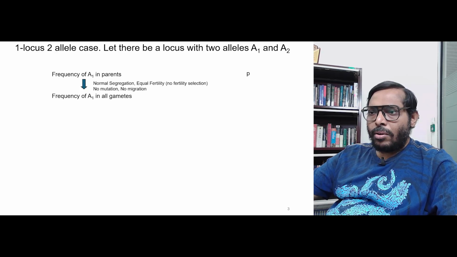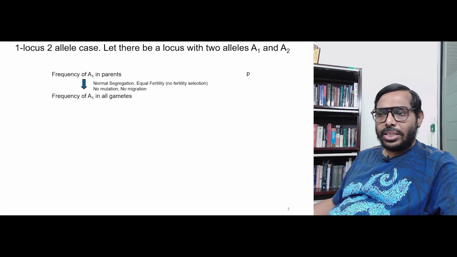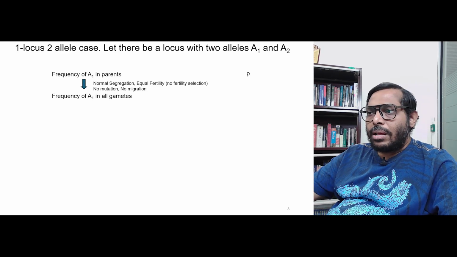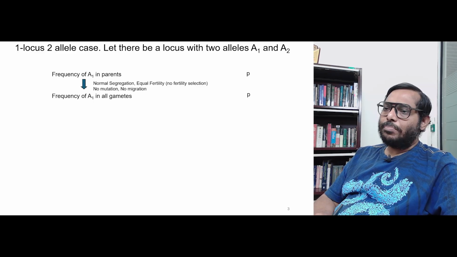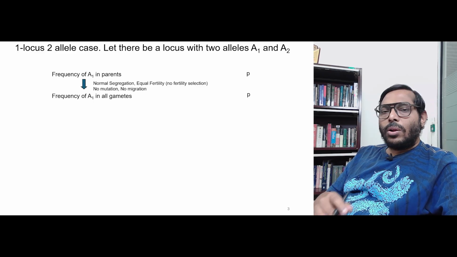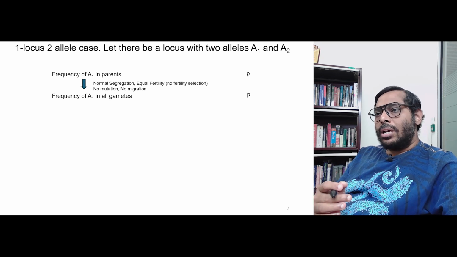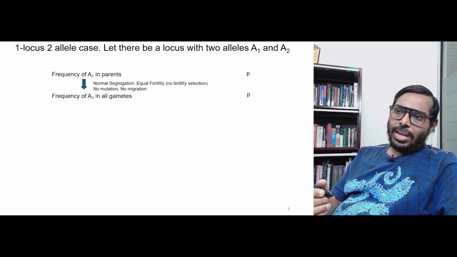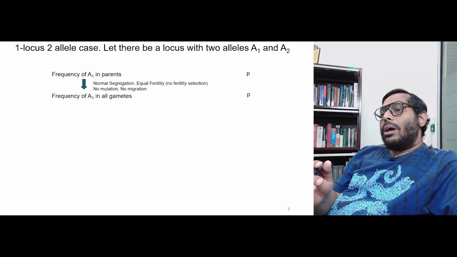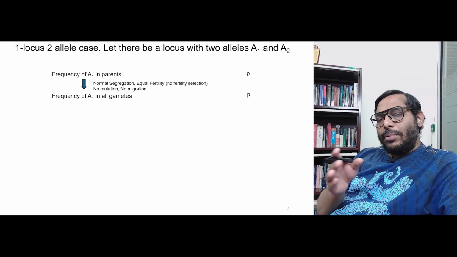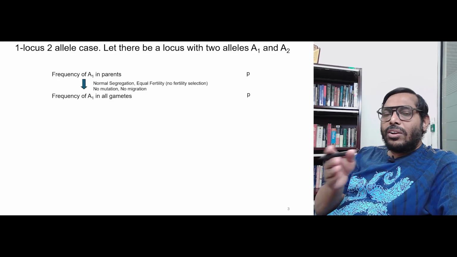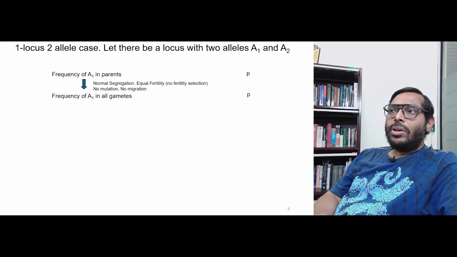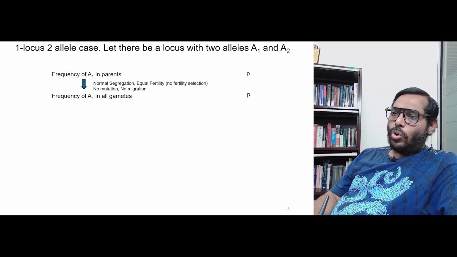And if certain conditions are met, if segregation is normal, equal fertility, no mutation, no migration, then we claim that the frequency of A1 remains P. Now, why is that so? Think about all the ways in which the frequency can differ between the parents and in the gametic stage. If, for example, when gametogenesis is happening, the segregation of the alleles is not equal, not the Mendelian segregation that we are aware of, in that case this frequency will go wrong.